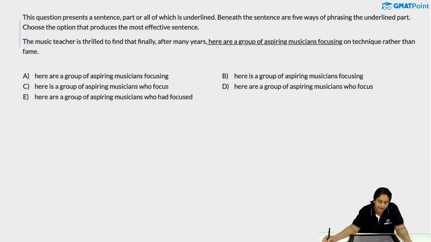In this particular video, we have a sentence correction question where we are asked to correctly phrase the underlined part of the sentence. So let's take a look at the sentence. The music teacher is thrilled to find that finally, after many years, here are a group of aspiring musicians focusing on technique rather than the fame.